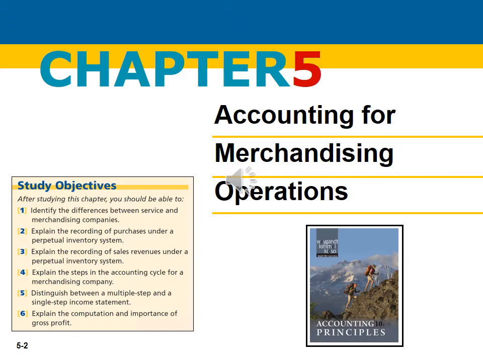Third, we're going to explain the recording of sales revenues under a perpetual inventory system, and then explain the steps in the accounting cycle for a merchandising company, and distinguish between a multiple step and a single step income statement. And finally, we're going to try and explain the computation and importance of gross profits. So let us begin.